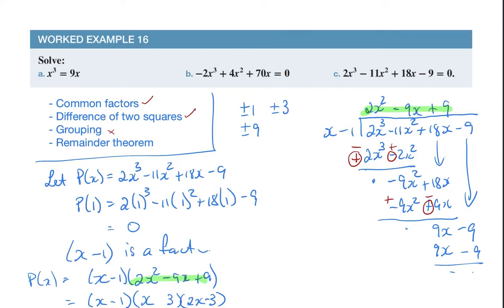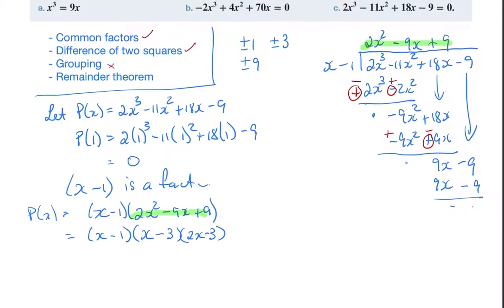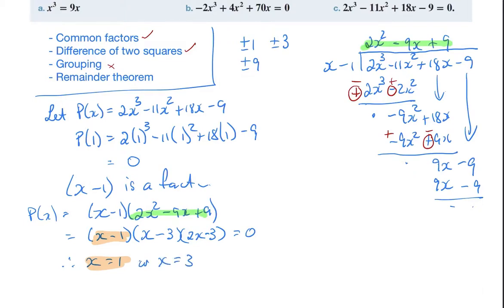Let's just double check that I get the right answer. x times 2x is 2x squared. I've got minus 3x minus 6x, which gives me minus 9x. Negative times negative 3 is plus 9. So according to that, when P(x) equals 0, x needs to be 1. This solution comes from there. Or x equals positive 3. That solution comes from there.